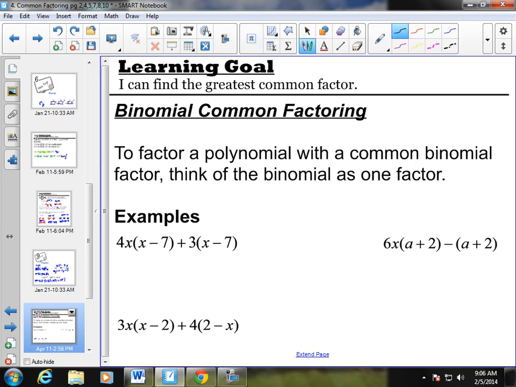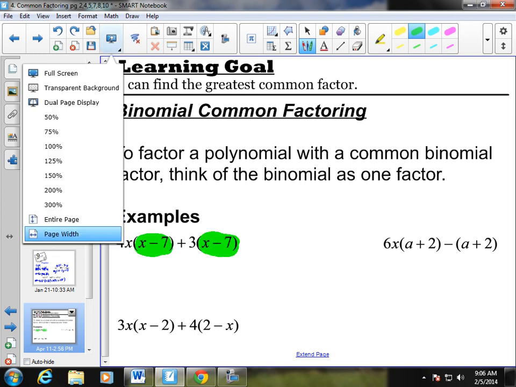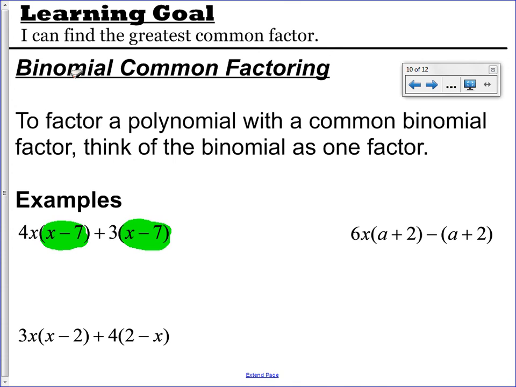I have 4x bracket x minus 7 plus 3 bracket x minus 7. This is common and this is common. So all I do is I factor it out. That is the greatest common factor. Now it's really easy when you do this because you would divide by x minus 7. So that means x minus 7 is my greatest common factor. So that goes on the outside.